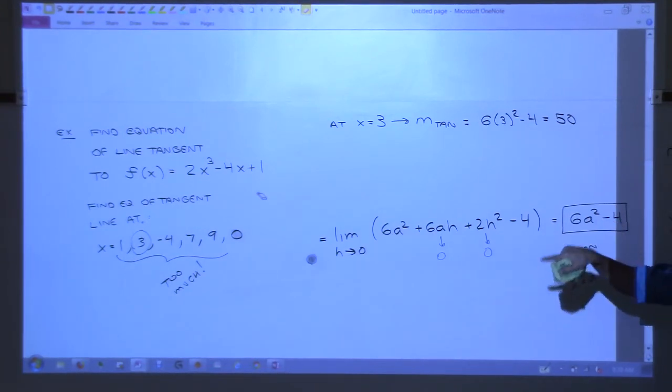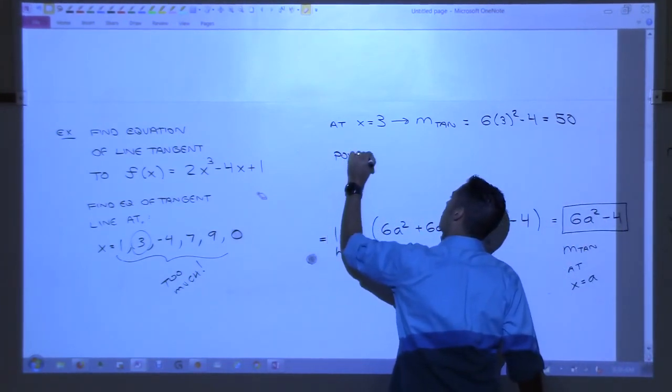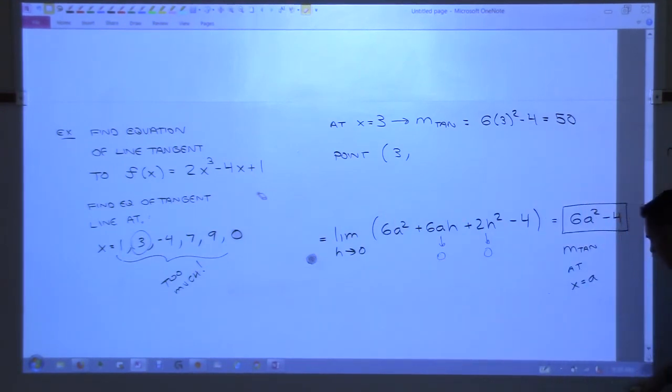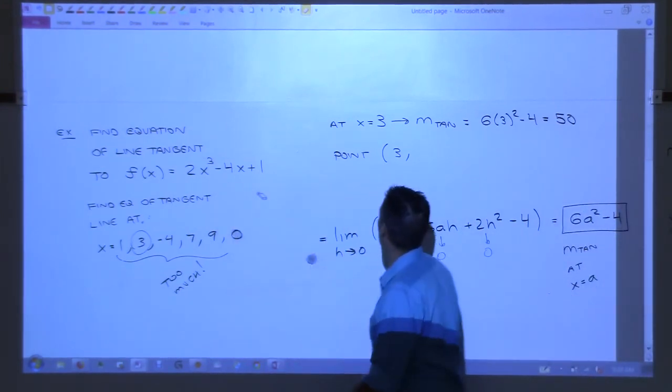I actually need the x and y coordinate. So what is the point on the graph? Well, I know the x coordinate's 3, don't I? How do I get the y coordinate? Plug it into the original function, right?